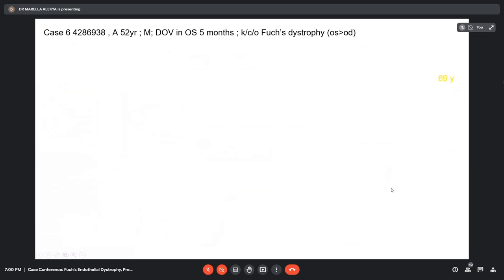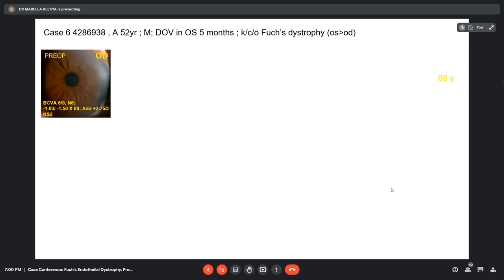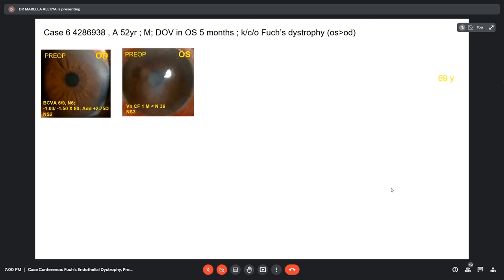Go ahead. A 52-year-old male came with complaints of diminished vision in left eye since 5 months. He is a known case of Fuchs dystrophy. This is a pre-op picture of right eye with vision 6/9, N6 with minus 1.50 diopter cylinder with NS2 cataract. And this is a picture of left eye. Vision was counting fingers at 1 meter. Central corneal thickness in right eye is 628 microns, in left eye 767 microns. Specular counts are not recordable.